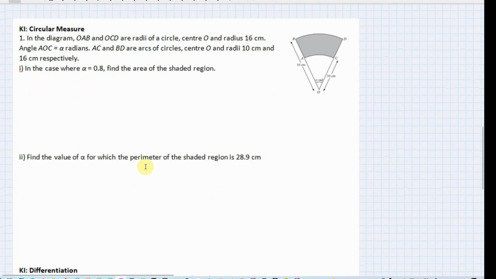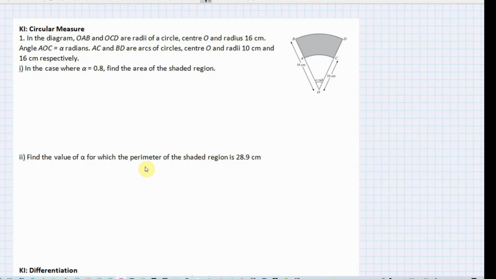Okay, so we're on to the circular measure question. We've got this diagram here, OAB, OCD, the radii of a circle with a centre O, so there's our centre there. We know that one's got a radius of 10, so that's this bit here. The other one's got one of 16, which is this bit here. And then we've got the arcs AC, and this is another arc. Okay. We know that alpha, that's the angle, is 0.8, so find the area of the shaded region.